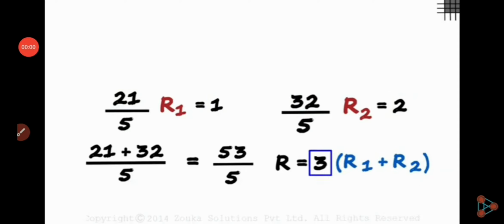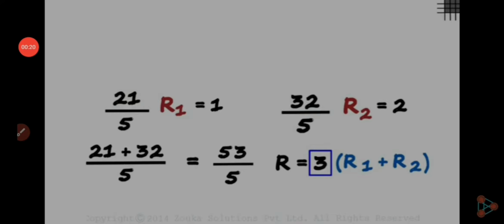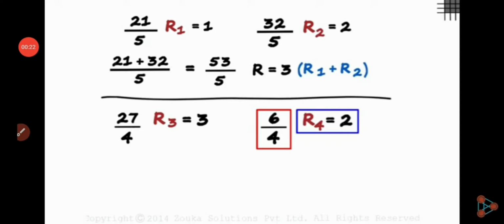Okay, understand? So, when dividends are added over the same divisor, the resulting remainder will be the sum of the remainders. Okay, understand? Let's see, is it true for every number? So let's take another example.